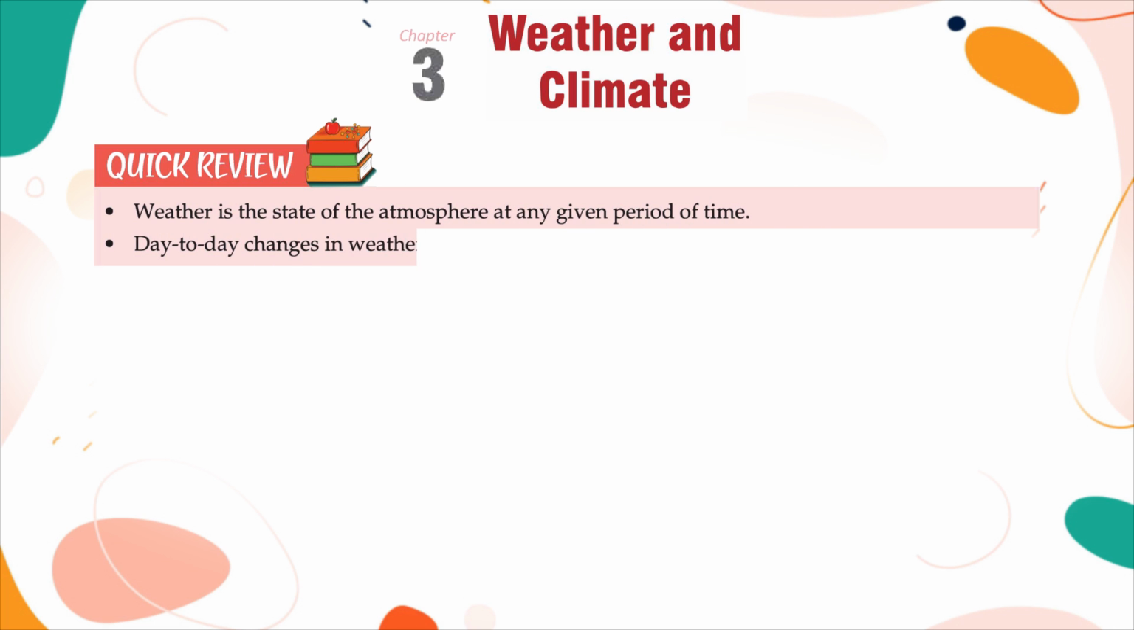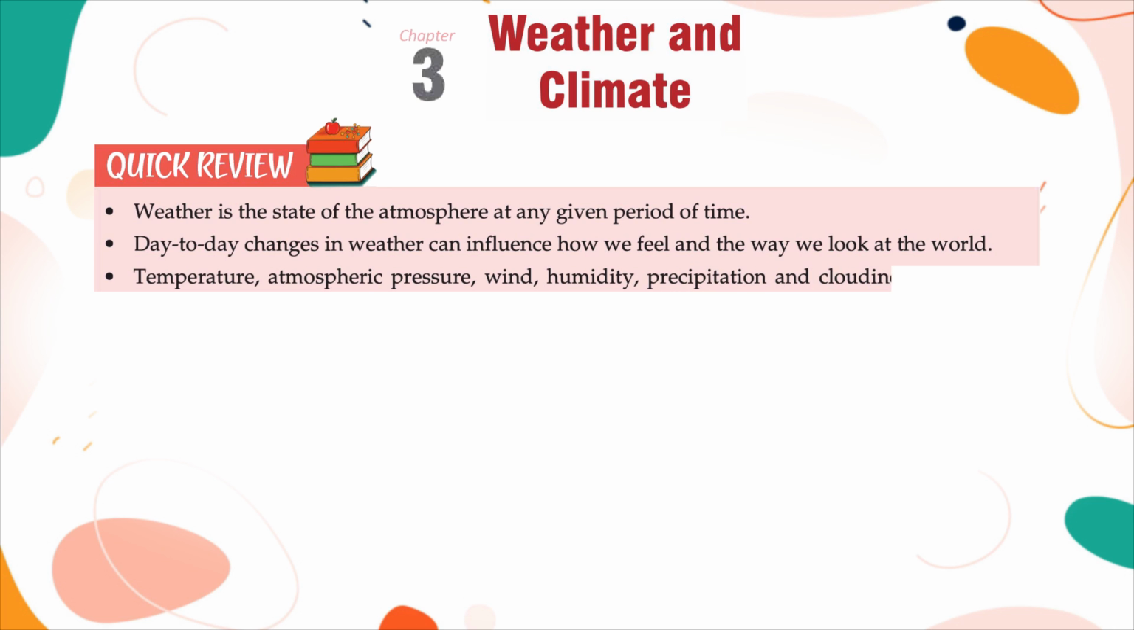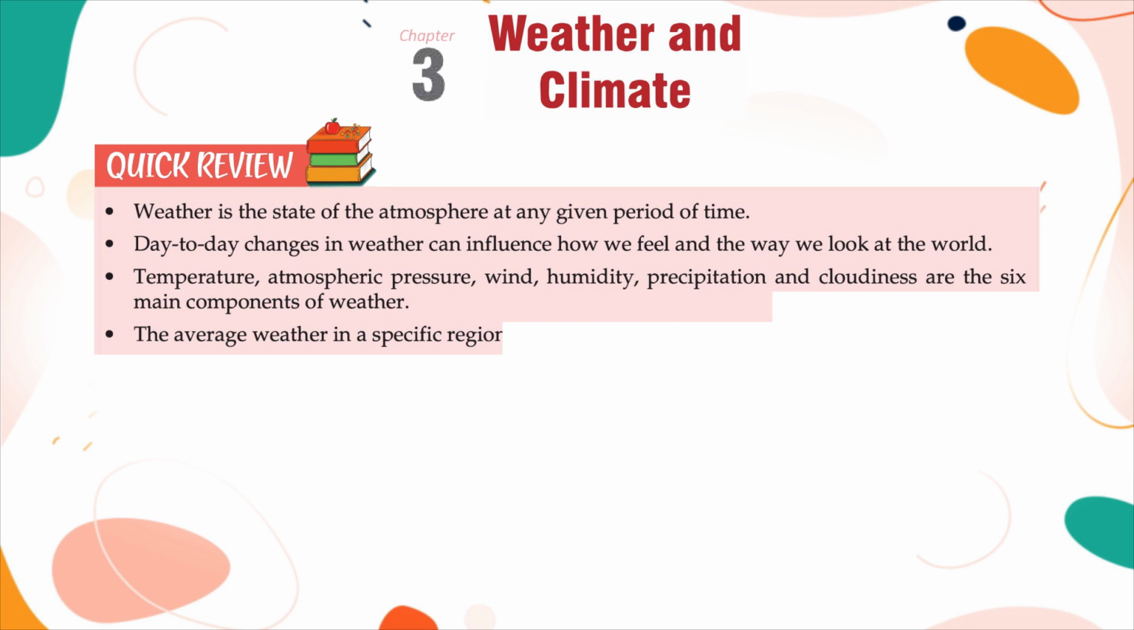Quick review. Weather is the state of the atmosphere at any given period of time. Day-to-day changes in weather can influence how we feel and the way we look at the world. Temperature, atmospheric pressure, wind, humidity, precipitation, and cloudiness are the 6 main components of weather. The average weather in a specific region is called climate.